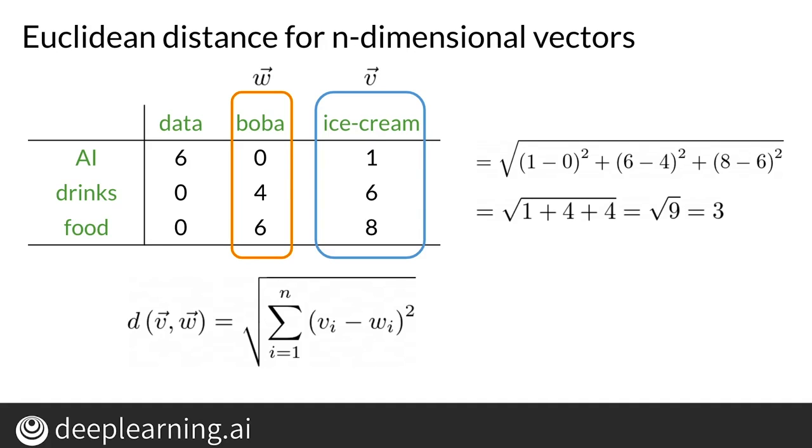This is the formula that you would use to get the Euclidean distance between vector representations on an n-dimensional vector space. If you remember from algebra, this formula is known as the norm of the difference between the vectors that you are comparing.